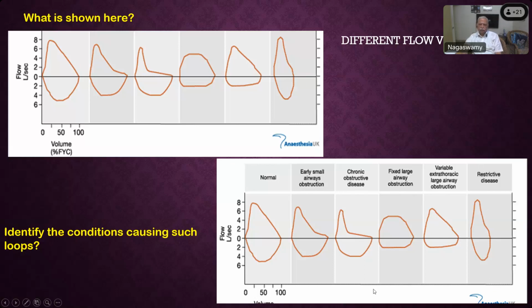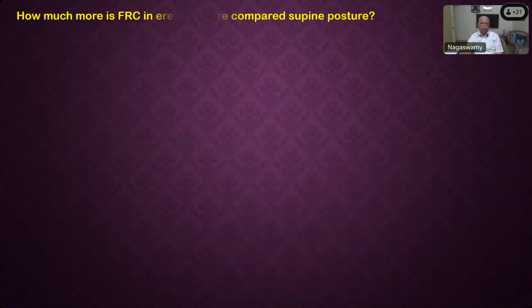This is the restrictive type of disease. So this also can be kept in the OSCE for you to identify the various types. So how much more is FRC in erect posture compared to supine posture?